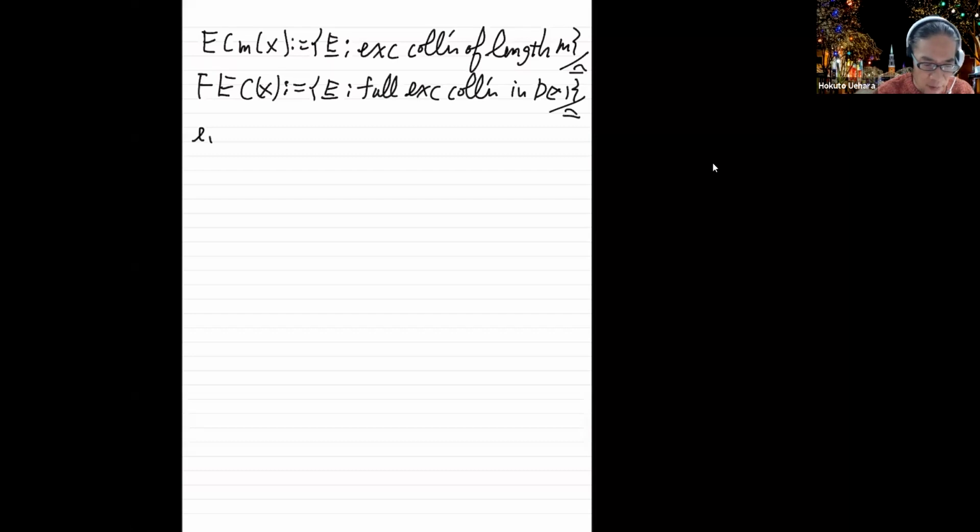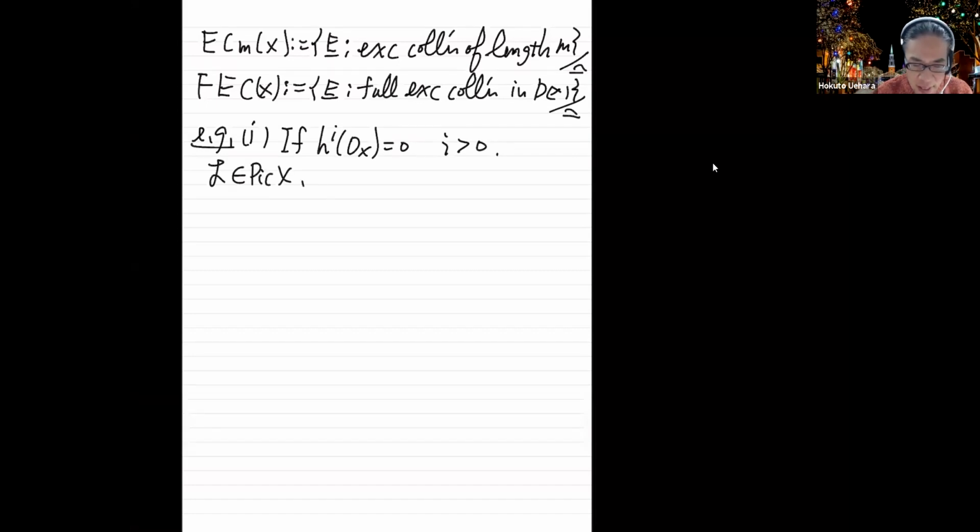And I will give some examples. For example, if H^i(O_X) is 0 for i greater than 0, and we take a line bundle L on X, then because Ext^i(L, L) is one-dimensional if i is 0 and 0 otherwise, L is an exceptional object.